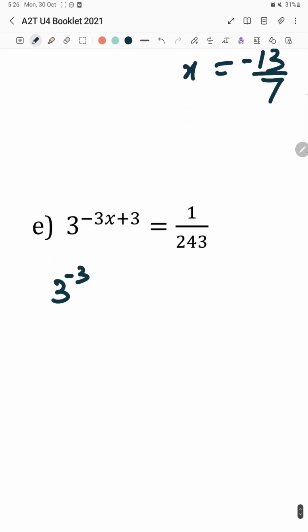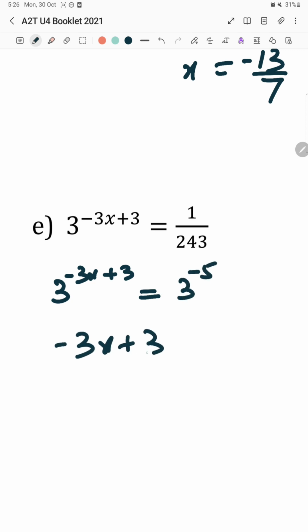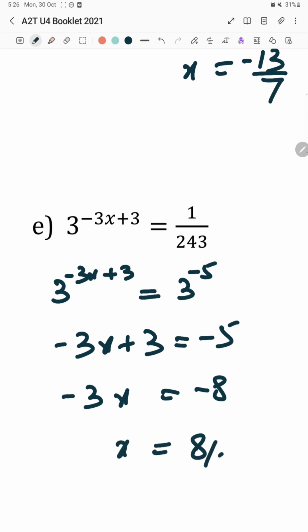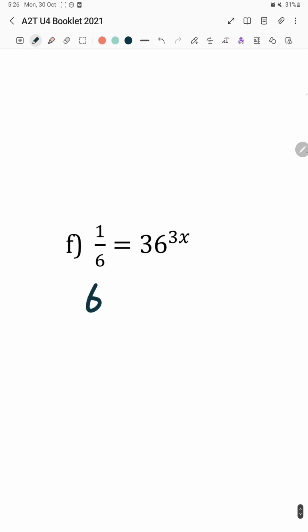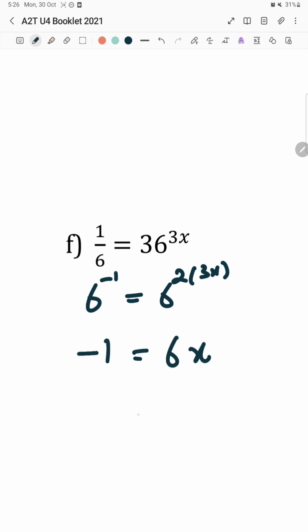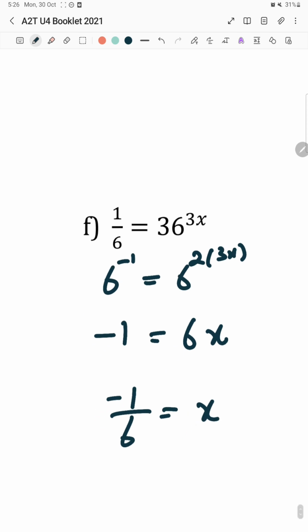Okay, 3 to the power minus 3x plus 3, which is equal to 3 to the power minus 5. Minus 3x plus 3 is equal to minus 5, minus 3x is equal to minus 5 minus 3, which is minus 8. X is equal to 8 by 3. 6 inverse is equal to 6 squared, 3x minus 1 is equal to 6, x minus 1 by 6 is equal to x.